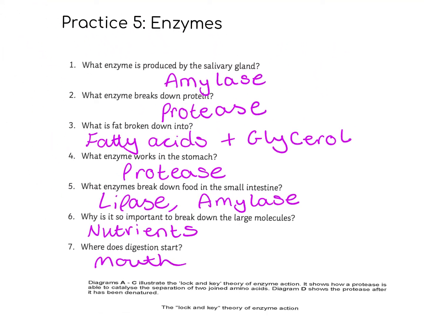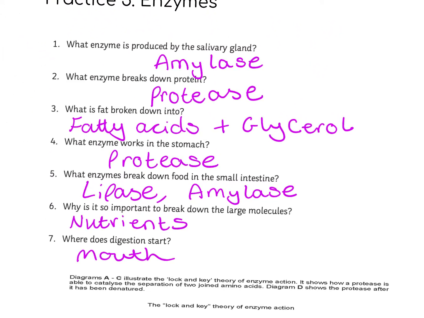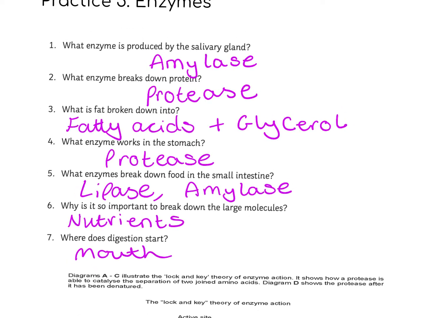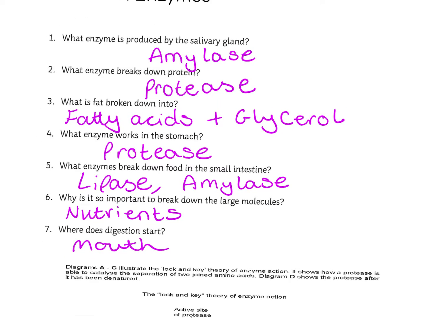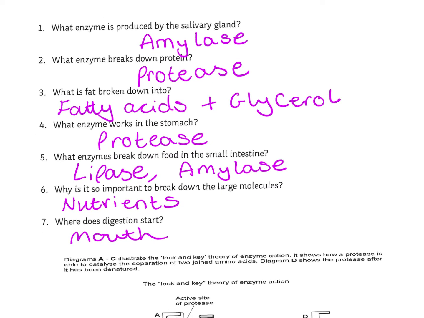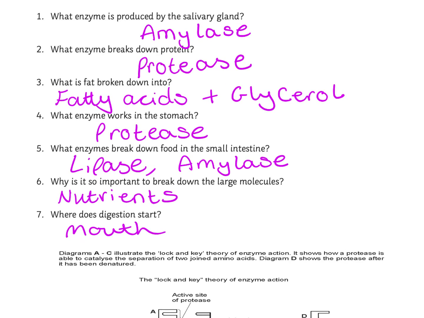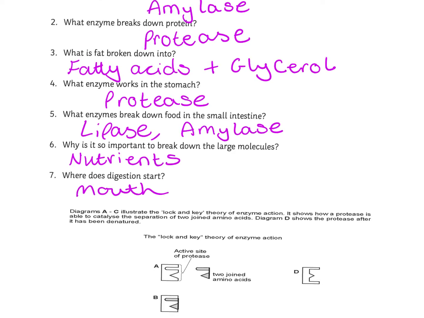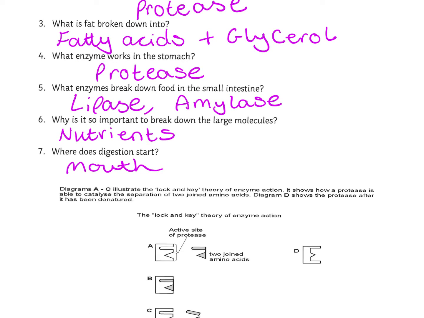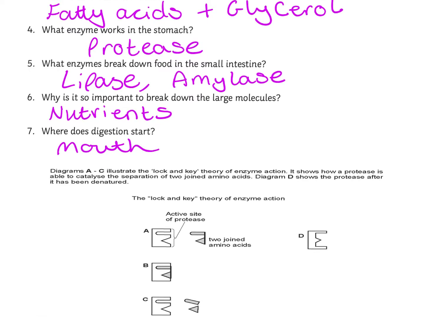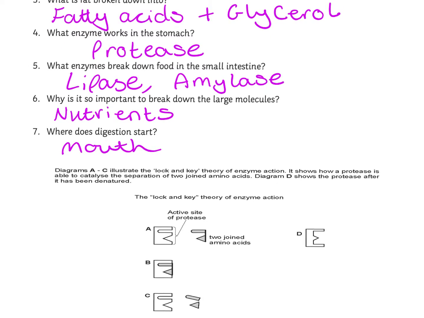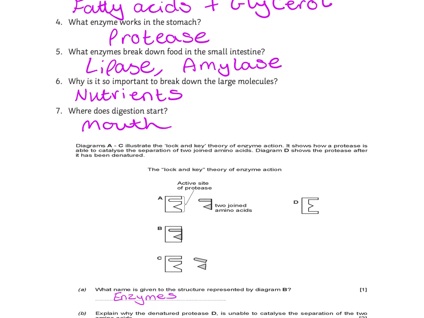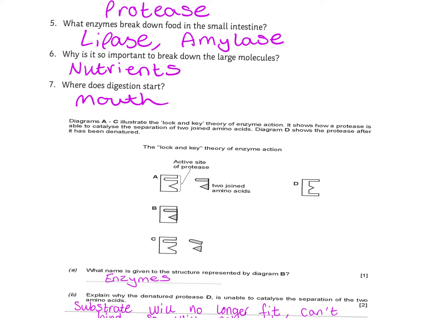So, a series of questions about enzymes then. What enzyme is produced by the salivary gland? That's amylase. Breaks down carbohydrates. What enzyme breaks down protein? Protease. What is fat broken into? Fatty acids and glycerol. What enzyme works in the stomach? Protease. What enzyme breaks down food in the small intestine? Lipase and amylase.